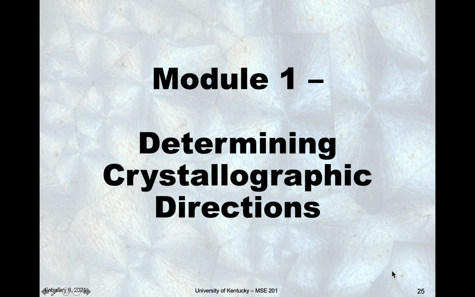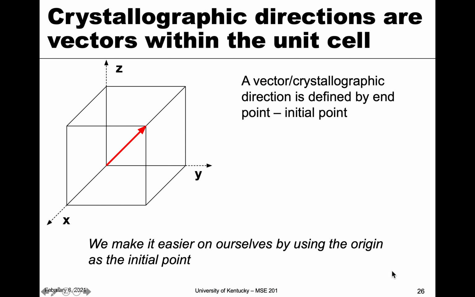All right, so we've talked about points, and let's go ahead and talk about one dimension up and look at directions. And so in this module, we're going to look at how we determine crystallographic directions. Just like we have point coordinates in Cartesian coordinates, with directions, these are the same thing as vectors from your math class.